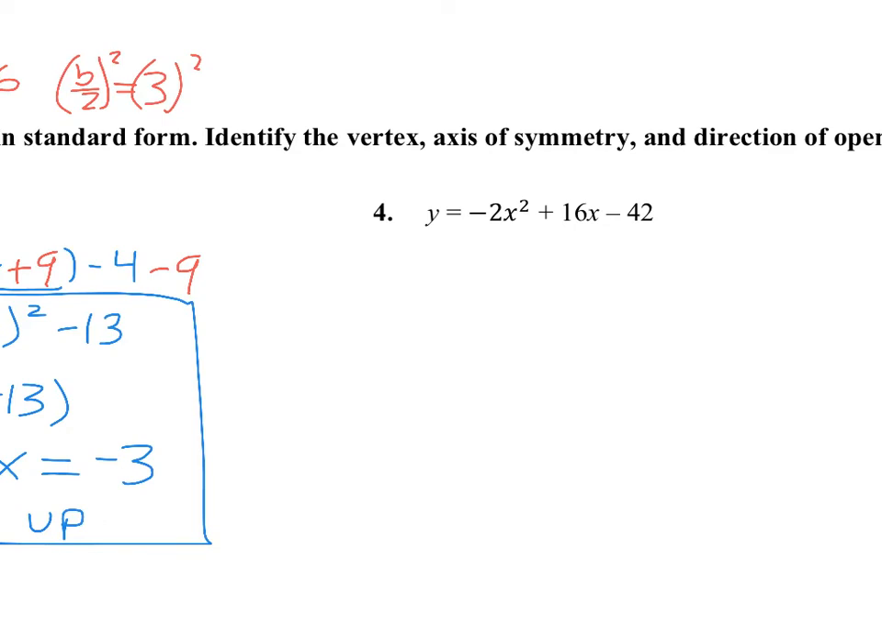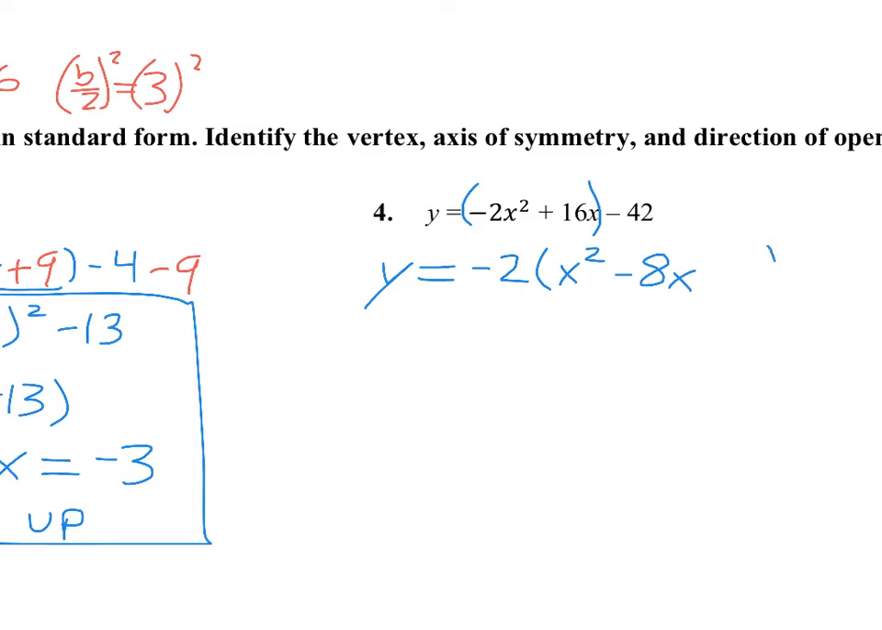Okay, number 4 is a little more challenging because the a value is not 1. Okay, so you start with parentheses around the x terms. And then on the next line, I want you to take out the a value. So I'm going to take out negative 2 from the two terms in the parentheses. So that would make x squared. And then if I take 16x and divide by negative 2, that would be negative 8x.